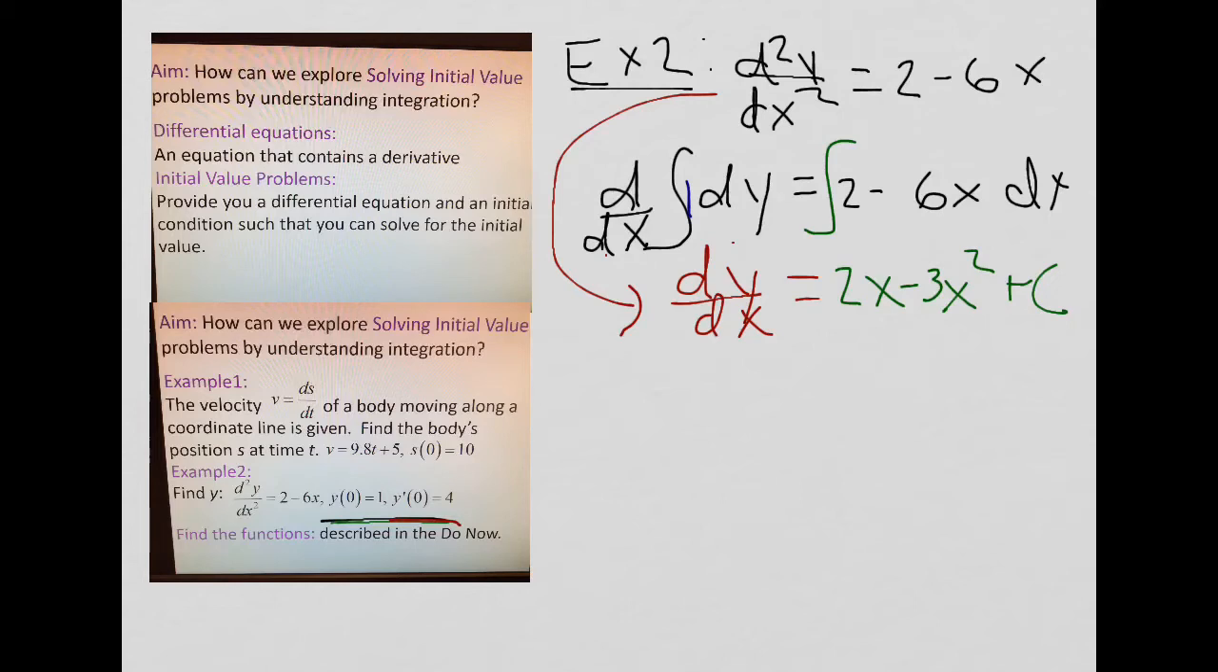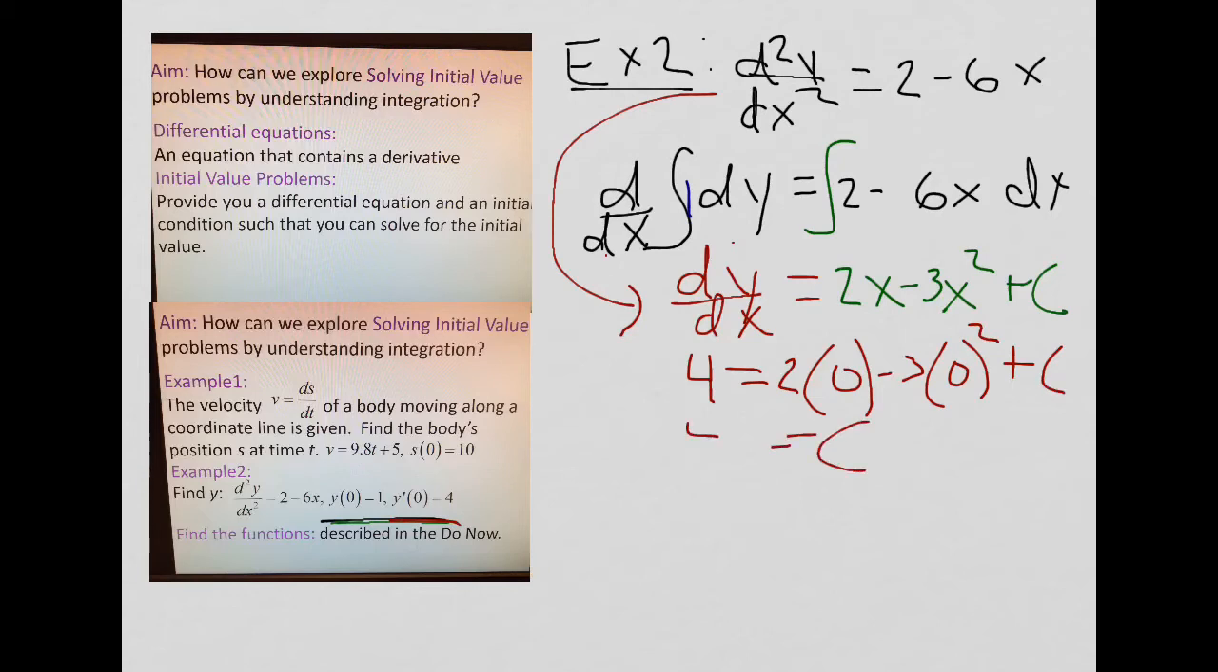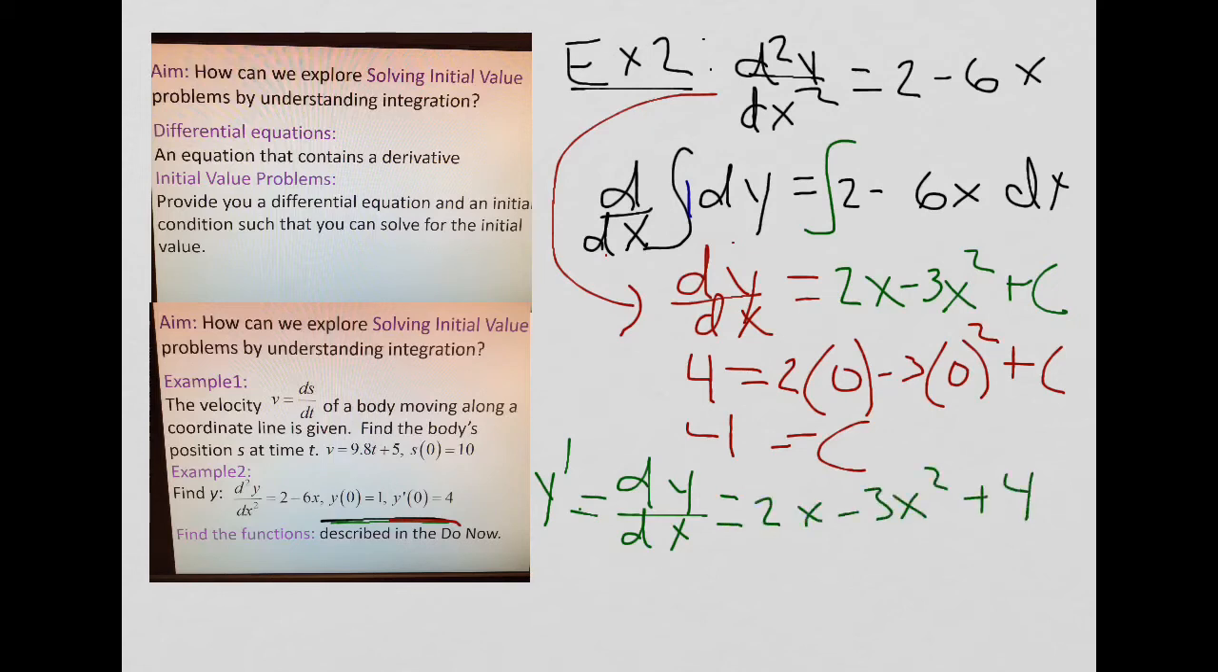In this case, it said y prime of 0 is equal to 4. So we're going to replace this with 4 and the x with 0. And we find that c is equal to 4. This time I'm going to write it. And so now we know that dy over dx, or y prime, however you want to write it, is going to be 2x minus 3x squared plus 4.